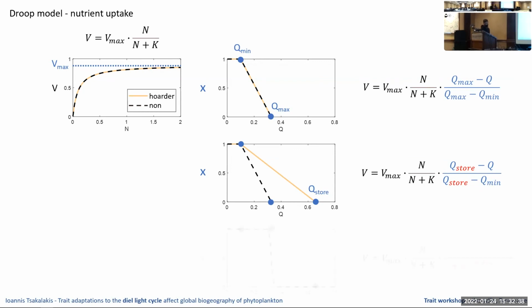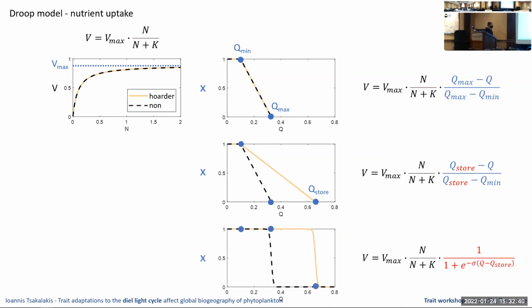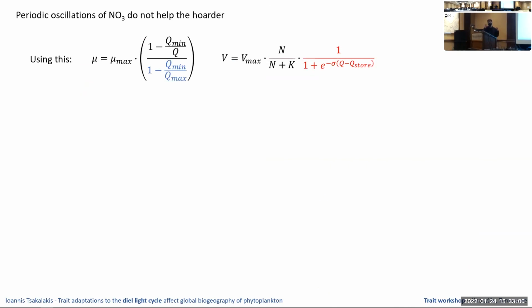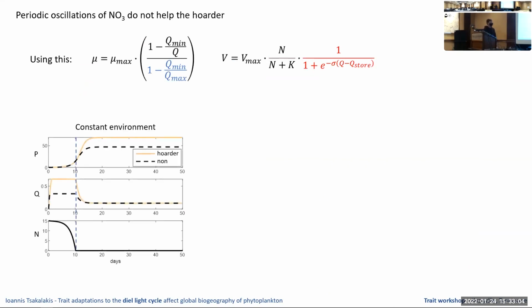So what I did to modify this, I use a function that looks a little weird, but they have the same uptake capacity at low nutrients, and when they reach the Q store, they stop uptaking. So now we have a model, at least I have right now one version that I can understand the outcome, and I can have a real non-hoarder versus hoarder competing with each other.